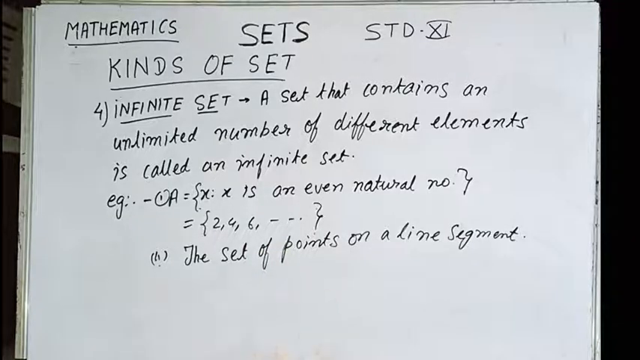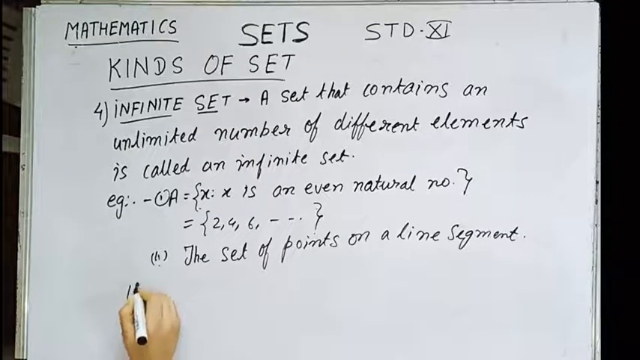The set of all points on a line segment. The set of all parallel lines drawn to a given line. So many other examples can be taken. So an infinite set is a set that contains an infinite number of different elements.